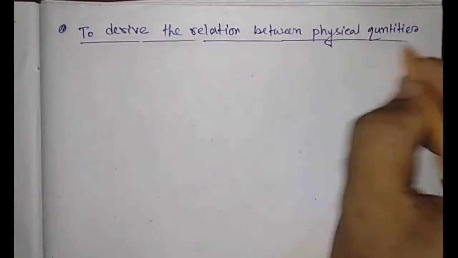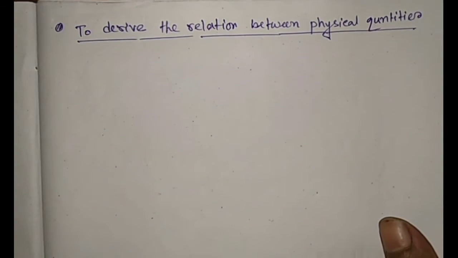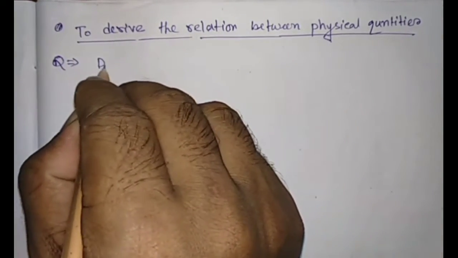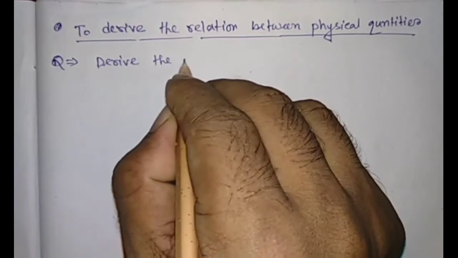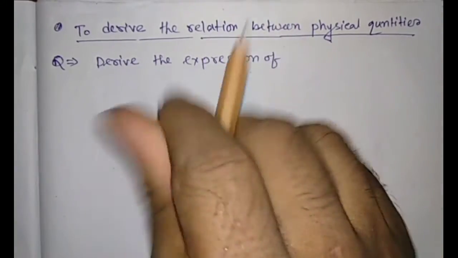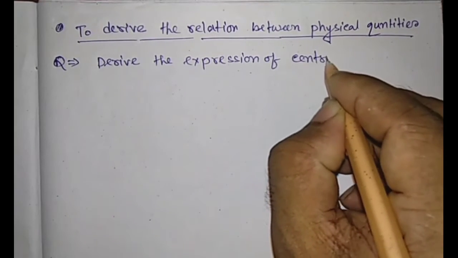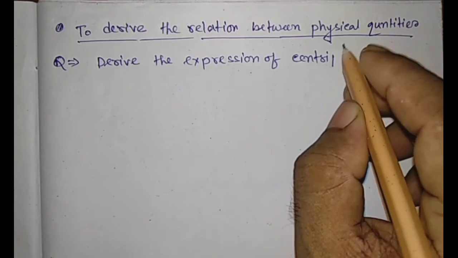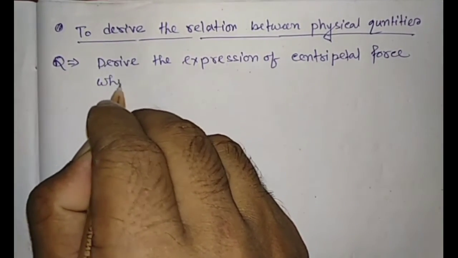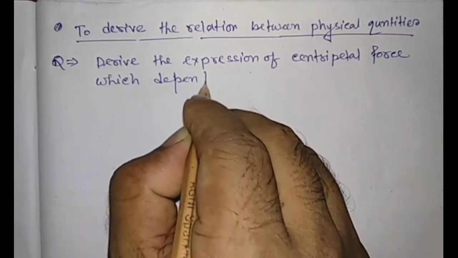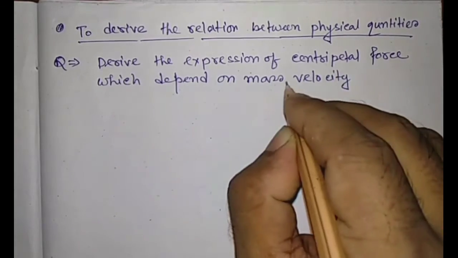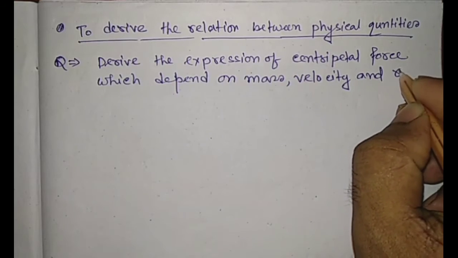Okay, so an example question is: derive the expression of centripetal force, which depends on mass, velocity and radius r.